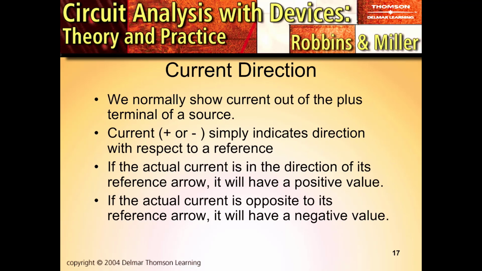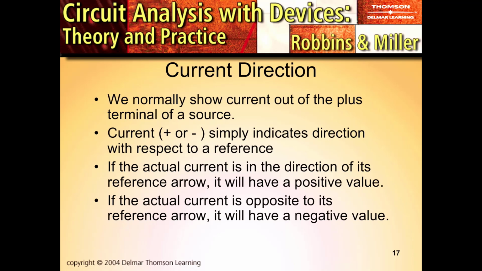Notice how here it says when it comes to current direction, we normally show current out of the plus terminal of a source. Remember, conventional current shows the current leaving the positive terminal of the source and returning to the negative. So our current, plus to minus, simply indicates the direction with respect to a reference. If the actual current in the circuit is opposite to that of a reference arrow, it'll be negative. If it's in the same direction as a reference arrow, it'll be positive.